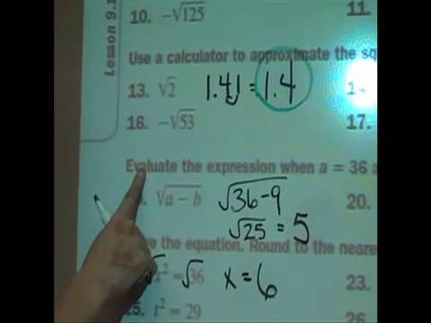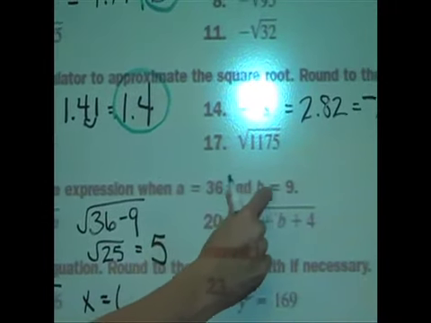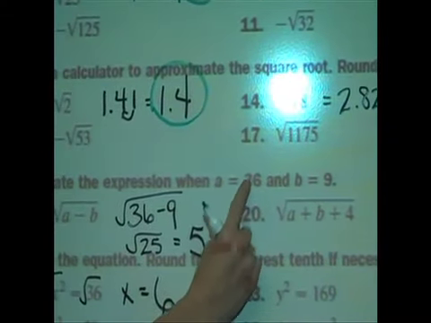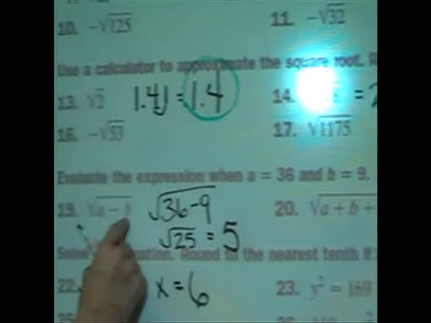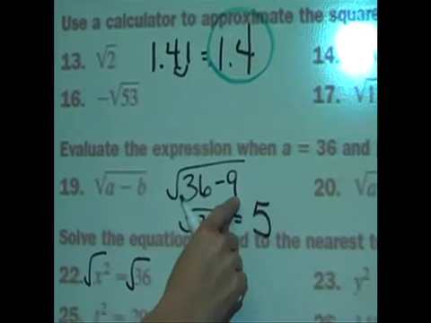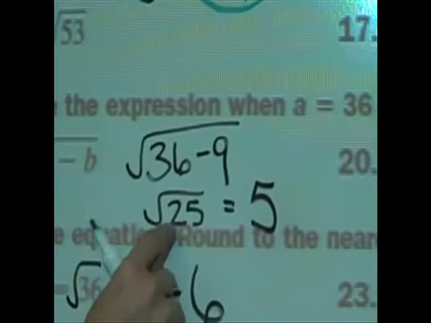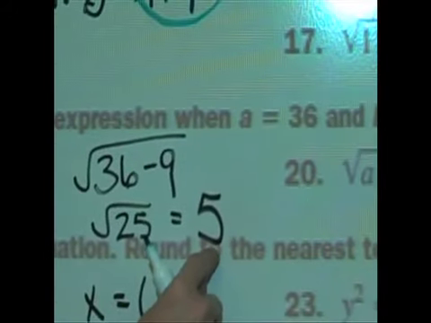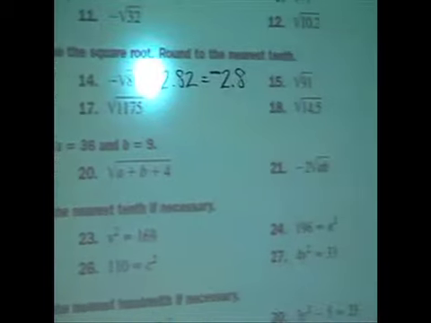Now, 19 through 21. Evaluate the expression when a equals 36 and b equals 9. Most of algebra is substitution. You're going to take 36 and place it where the a is, and 9 and place it where the b is. Now you have the square root of 36 minus 9. What is 36 minus 9? 25. So what is the square root of 25? What times what is the same number that gives you 25? The answer is 5. You will complete the other two in the same fashion.